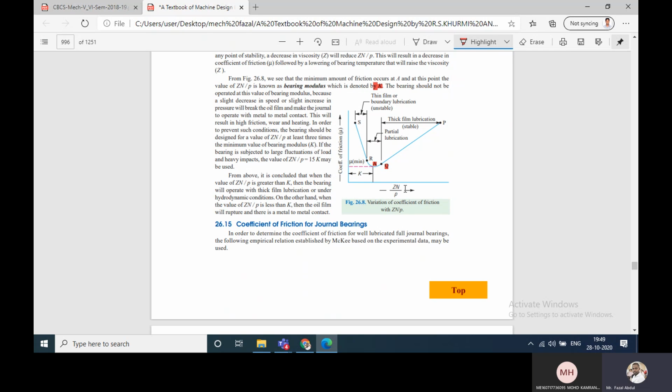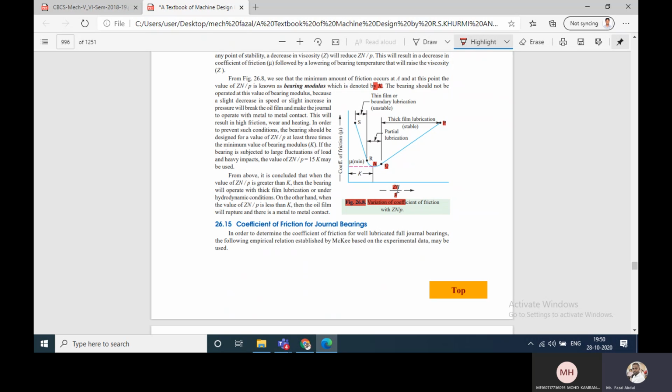It means the ZN by P value at which the bearing and shaft are touching each other, at that particular point, this ZN by P is known as K. K means what? Bearing modulus. Okay, this K value: ZN by P should always be greater than K, not less than K.